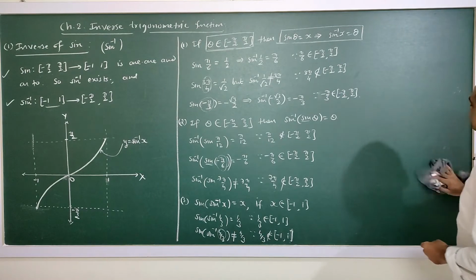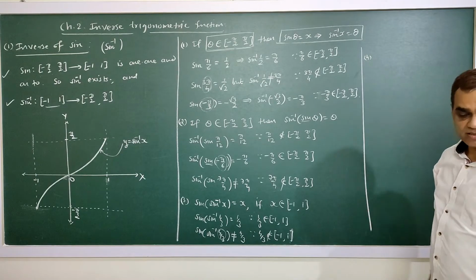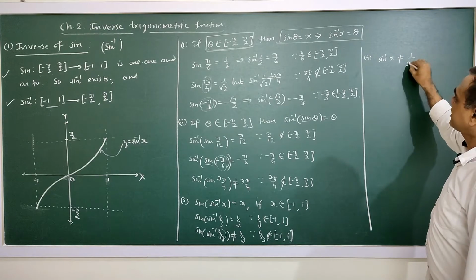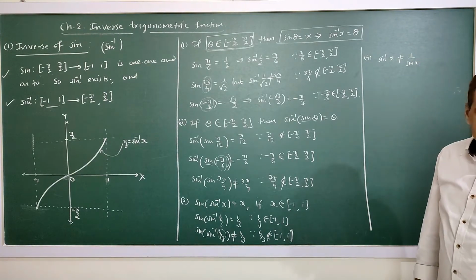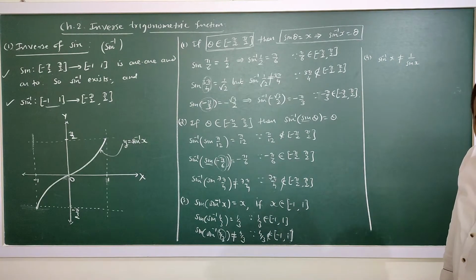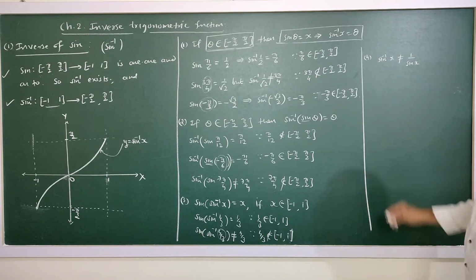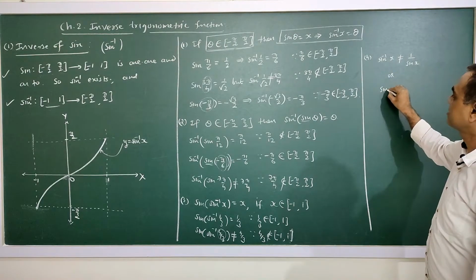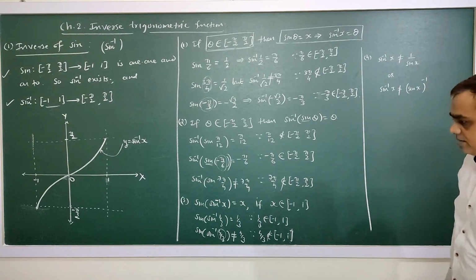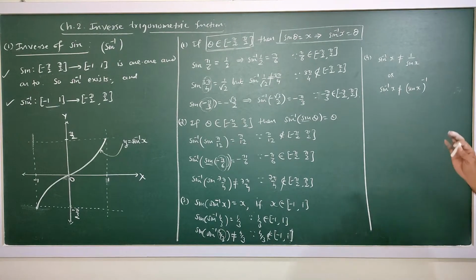Then the fourth property. Sine inverse x is not 1 upon sine x. This is not a power, it is a symbol, f inverse. We know that f inverse is not 1 upon f. So don't consider this as 1 upon sine x. This also cannot be expressed as sine x raised to minus 1. It is not allowed. So this was about sine inverse.